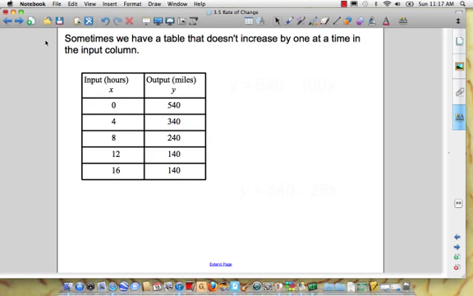Occasionally, you might be confronted with a table whose input values don't increase one at a time. So this is a linear function that models distance from some location that you're driving to. So at the start, you're 540 miles away. After 4 hours of driving, you're 340 miles away. So you're getting closer. But instead of giving you each and every hour, I went in blocks of 4. So if I asked you to write the equation that goes with this, you might be tempted to write 540 minus 100x, because it's starting at 540, and as you go down the chart, it keeps decreasing by 100.